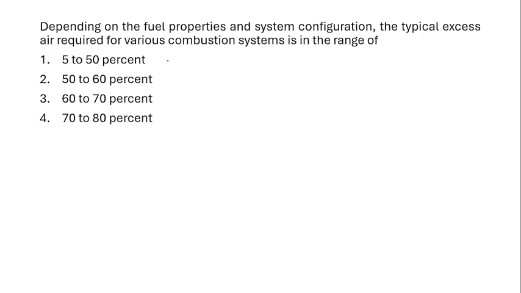Depending on the fuel properties and system configuration, the typical exhaust air required for various combustion systems is in the range of what? To ensure the complete combustion process, we are using the exhaust air. So, what is the exhaust air percentage? We have discussed this. The right answer is 5 to 50%. This is the general range of exhaust air supplied to ensure complete combustion during the process.